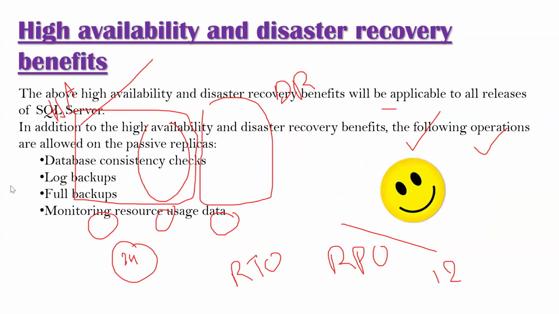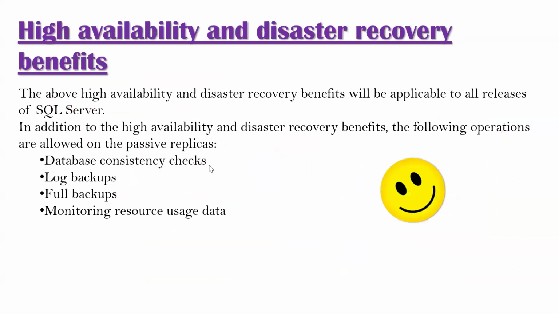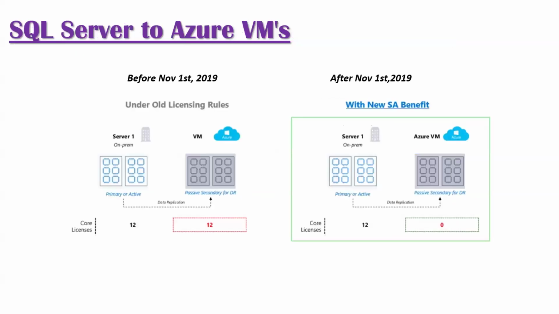Microsoft has also enhanced database consistency check, log backup, full backups, and monitoring the resource. You can go to the secondary and take the full backup on secondary, take the log backup on secondary, run DBCC CHECKDB on the secondary replica, and monitor the usage on the secondary replica as well. Microsoft is not charging anything. They enhanced a lot from 2019 onwards in terms of licensing using the software assurance benefit.